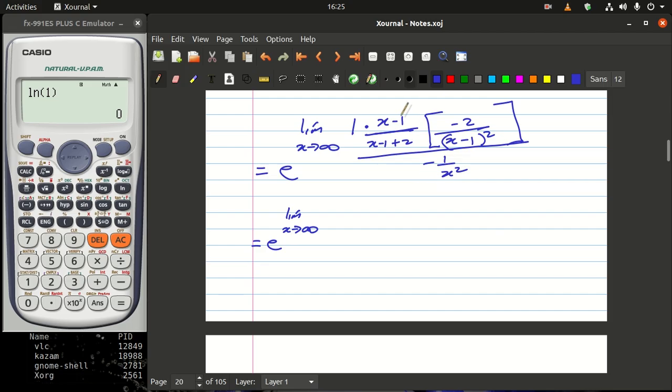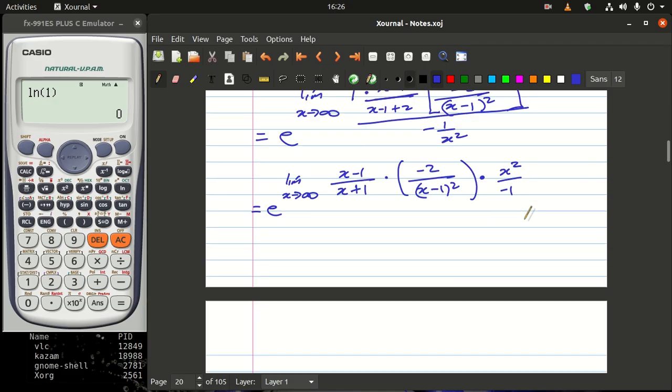And then what we are going to do here, I'm still going to try and fix this one and see what we're getting. I have (x minus 1) divided by x. x minus 1 plus 2 is the same as x plus 1. And then multiply this by minus 2 divided by (x minus 1) whole squared. And then this whole thing, I'm going to change it to multiplication. The denominator becomes a numerator and the numerator becomes a denominator. And then once you have that, you will find out that now some nice things will happen.